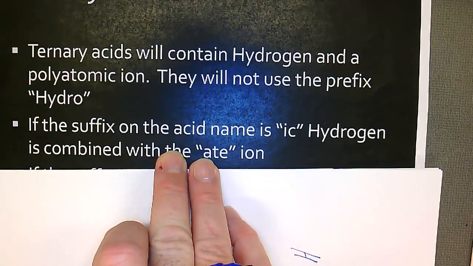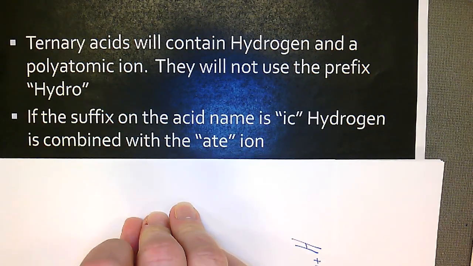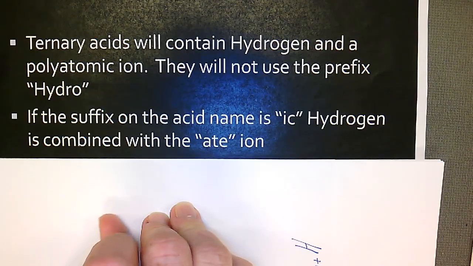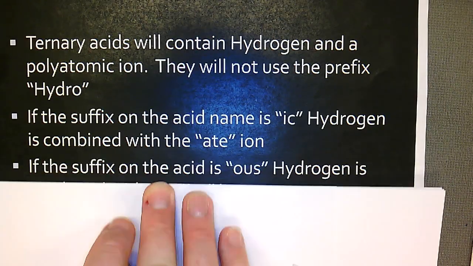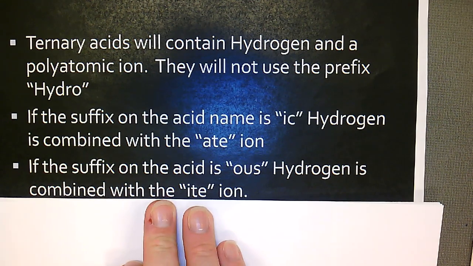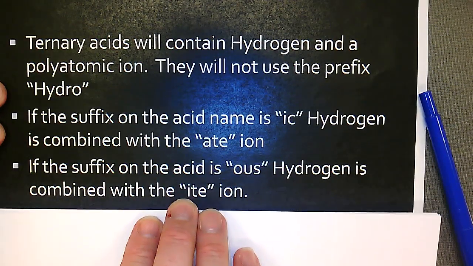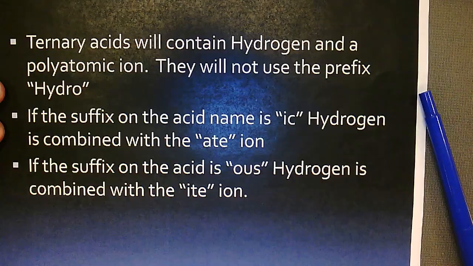If the suffix on the acid name is ic, then it combines with the ate ion from our pink sheet. Okay? So if we keep going, and if the suffix is ous acid, then it's combined with the ite ion. All right? So get those rules down. We're going to practice with it here in a second, but I will make sure you have all the rules down. I think that's all on this slide. Yeah, it is. I can slide it all the way up.